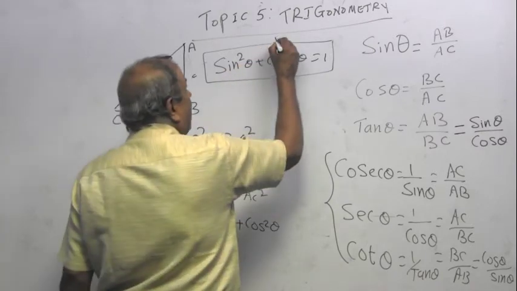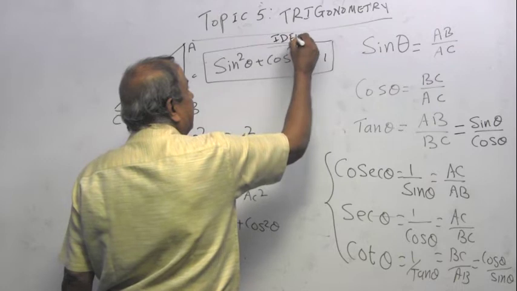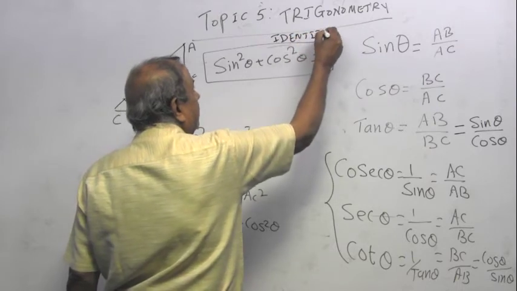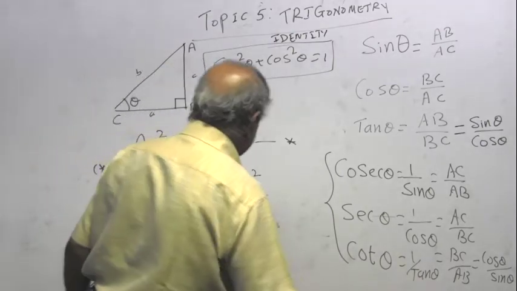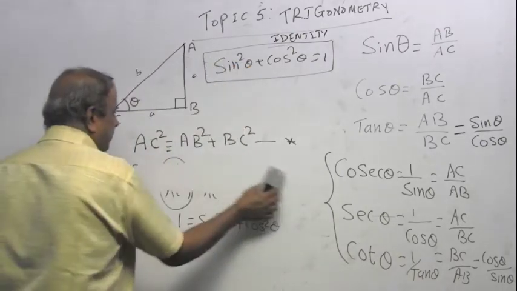That's called an identity. That means true for any value of theta. It's called an identity, which you have come across as algebraic identities in your year 12. Now let me take the same relation.